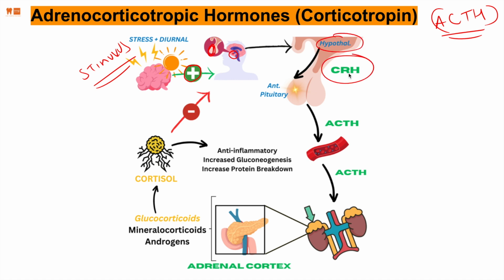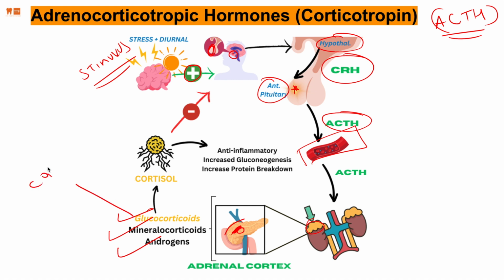Hypothalamus sends corticotropin-releasing hormone to the anterior pituitary. Anterior pituitary sends ACTH through the bloodstream. ACTH is now landing on the adrenal gland. Adrenal gland has three layers: medulla, cortex, capsule. We want to focus on the cortex. Cortex produces glucocorticoids, mineralocorticoids, androgens. Now, because we're doing a diagram, I'll explain here. Cortisol, famous glucocorticoid. Of course, there's more.